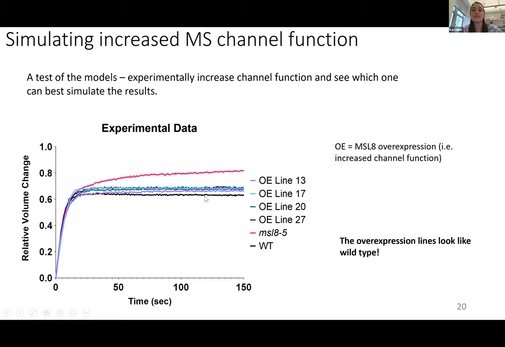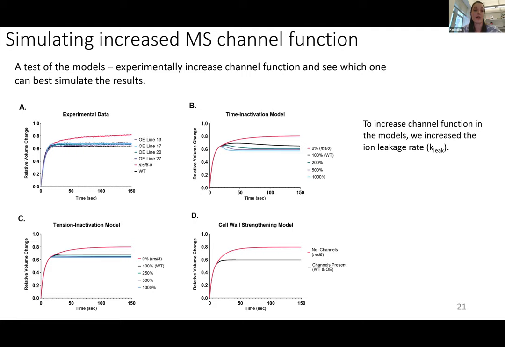And all of the overexpression lines look exactly like wild type. They have very flat stabilization in the volume, which really, to be honest, wasn't what I was expecting. So now the question is, can the models simulate this, the result that we see in the experimental? Maybe this will help guide which model is the best.